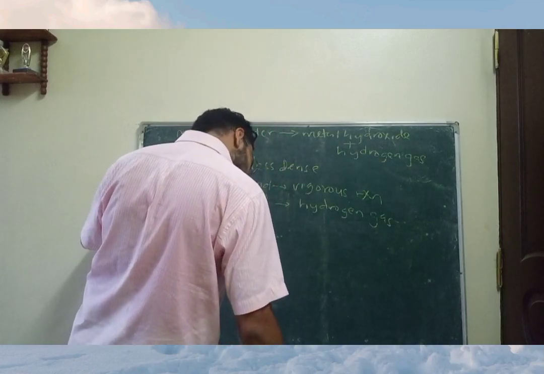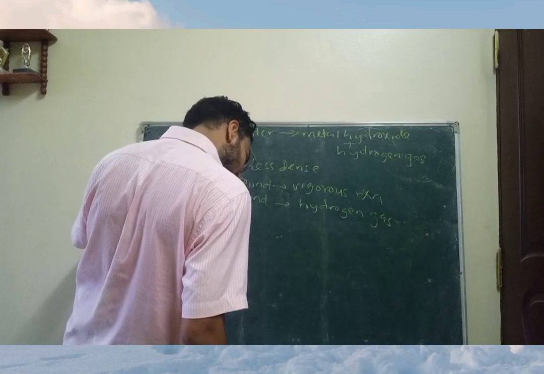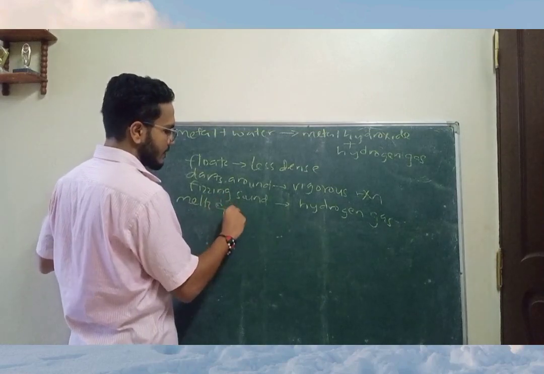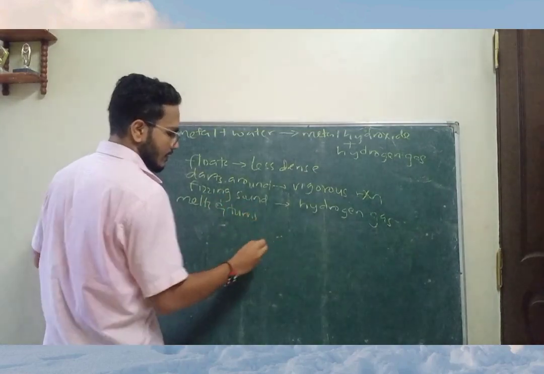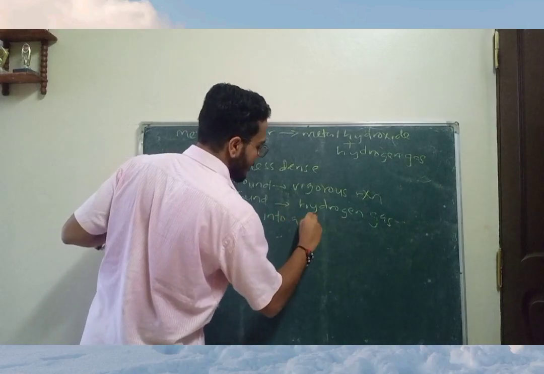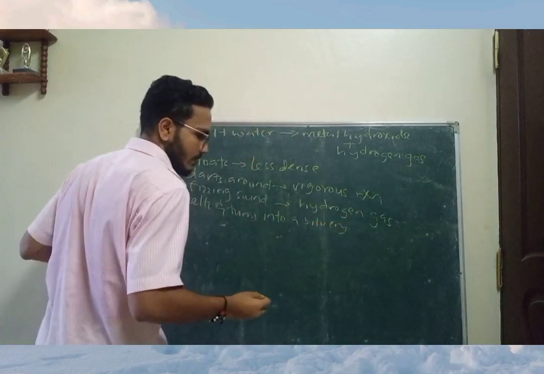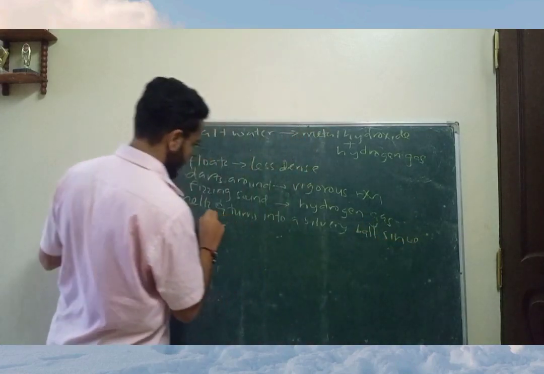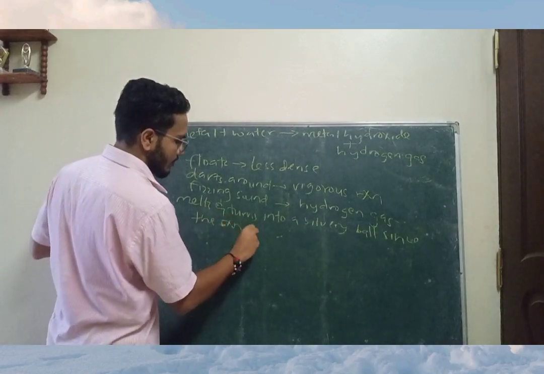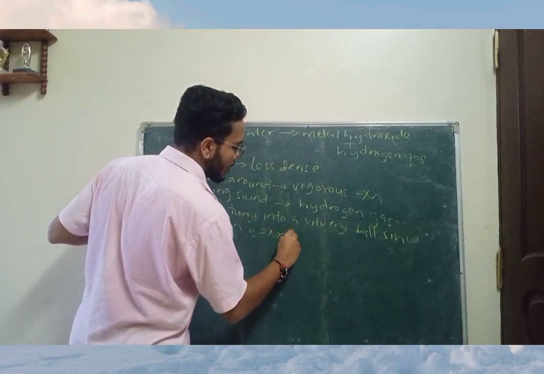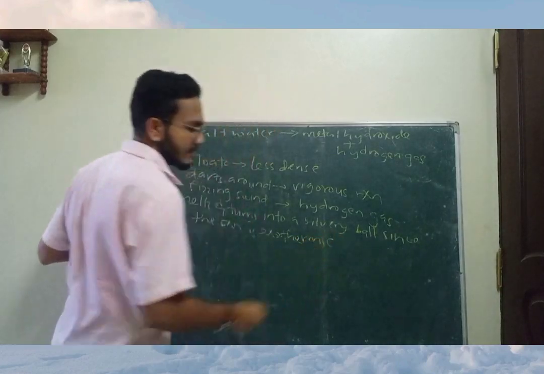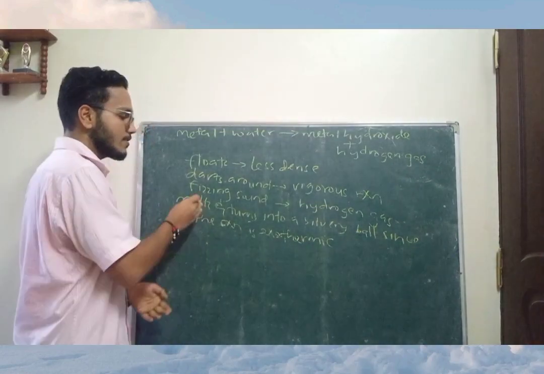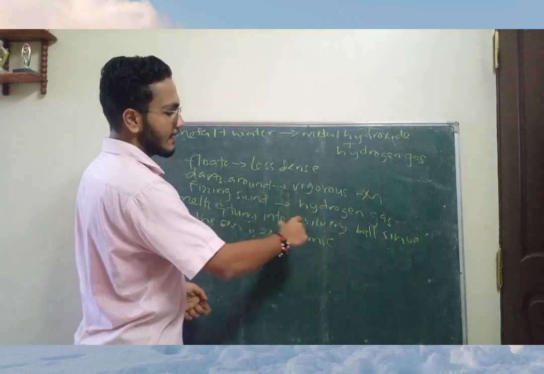It melts and turns into a silvery ball since the reaction is exothermic. What do I mean by exothermic? The reaction produces a lot of heat. Exothermic means the reaction produces a lot of heat. So that heat produced in the reaction causes the sodium metal to melt and turn into a silvery ball.